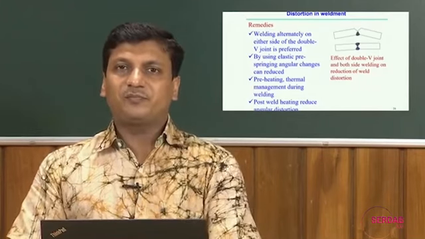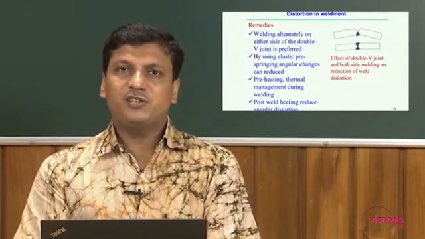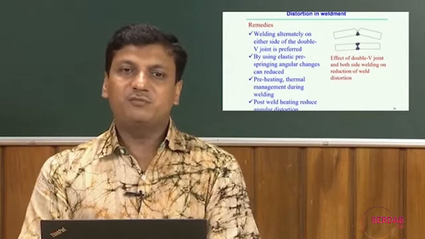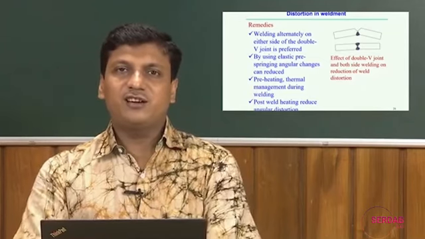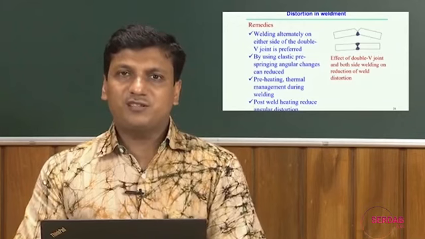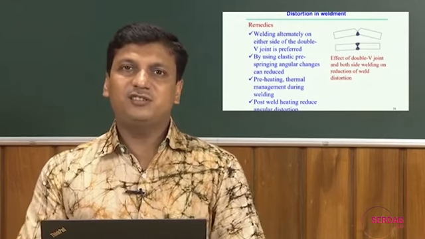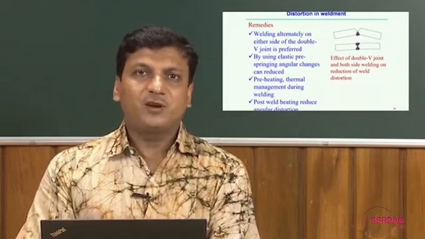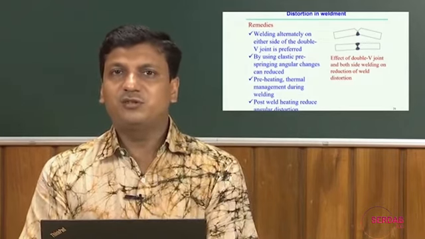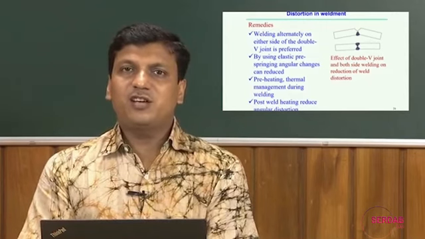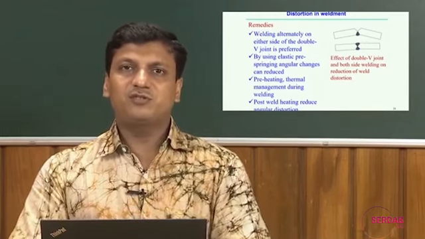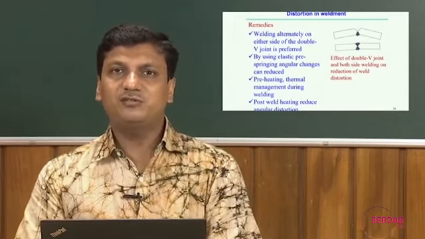So, it is a very straightforward way using some mechanical means, for example, pre-straining or pre-springing angular changes, that can reduce the distortion. But at the same time, the distortion is also affected by some metallurgical changes, and these metallurgical changes are very much influenced by the thermal cycle in the welding process. Thermal cycle means the time versus temperature cycle. So, by proper control of this time versus temperature cycle, or we can say the thermal management during the welding process, that helps to reduce the amount of the distortion.